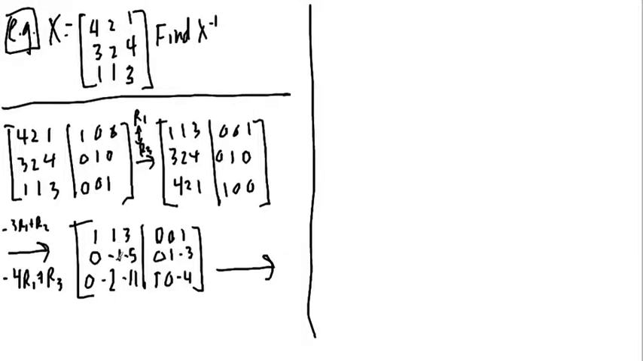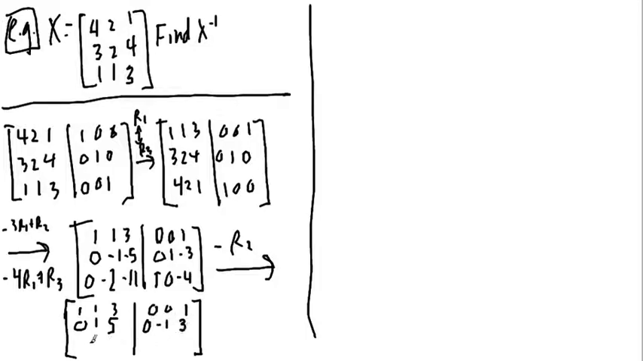Now I'm going to just multiply row 2 by negative 1 to change this negative 1 into a positive. I'll just write that down here briefly. So I get 1, 1, 3, 0, 0, 1. I get 0, 1, 5, and 0, negative 1, 3. Over here I get 0, negative 2, negative 11, and 1, 0, negative 4.